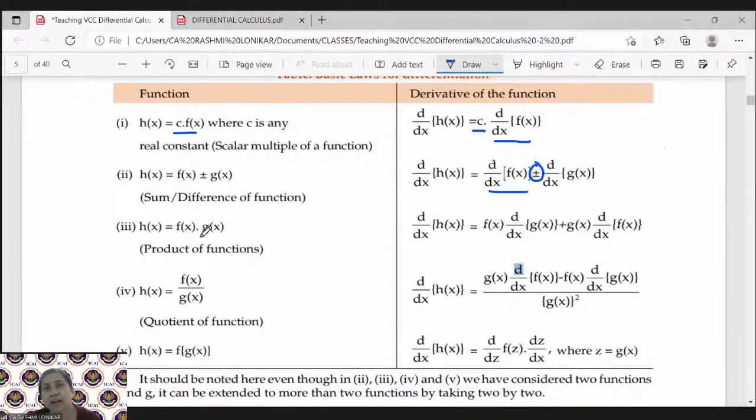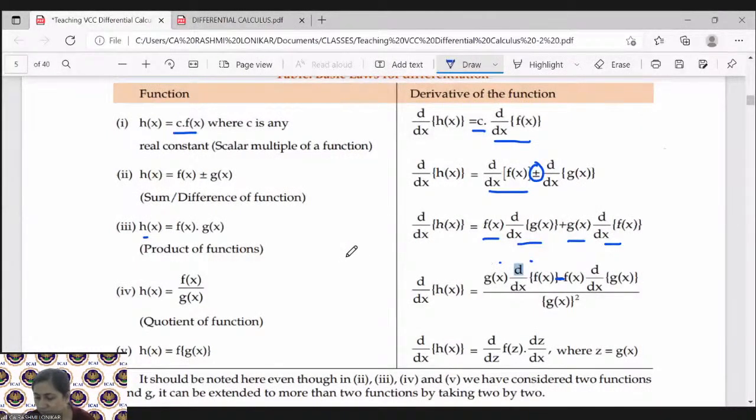Then if I have a function which is a multiplication of two functions in x, so h(x) is equal to f(x) into g(x), then the derivative is first function into derivative of second plus second function into derivative of first. What happens if my function is a division of two functions? Here h(x) is f(x) upon g(x), then in the denominator I will write the second function square, and in the numerator second function into derivative of first function minus, remember there is a minus sign here, first function into derivative of second.